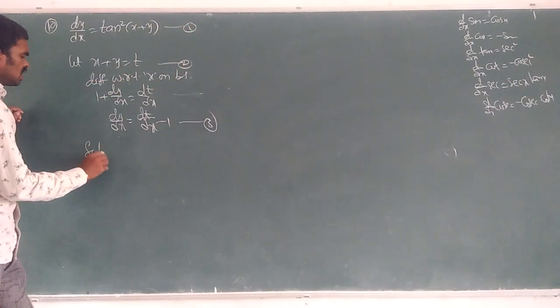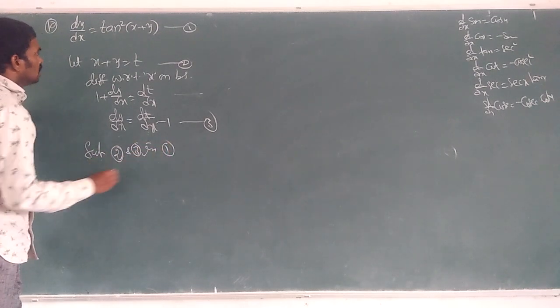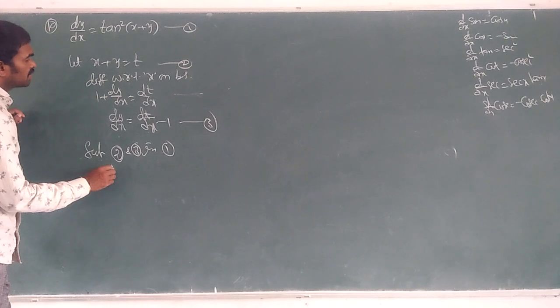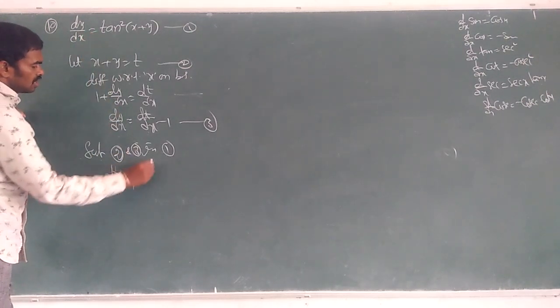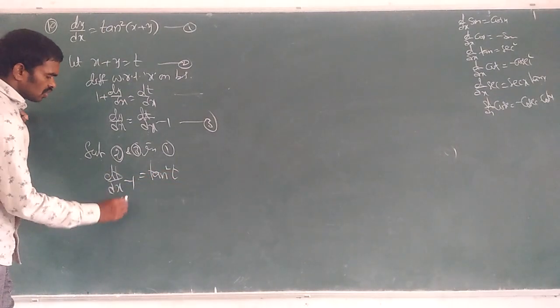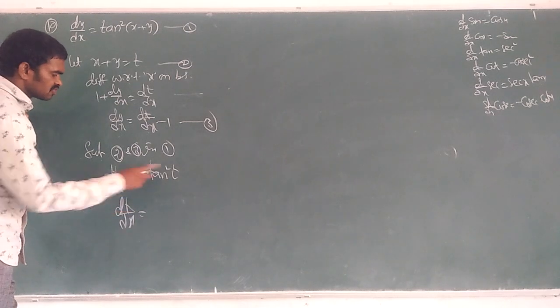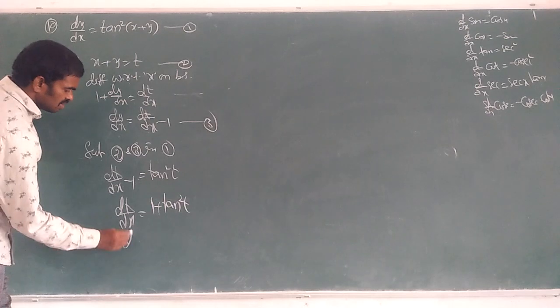Now immediately substitute equations 2 and 3 in 1. Then equation 1 becomes dt/dx - 1 = tan²(x + y), that is tan² t. Okay. So then dt/dx = 1 + tan² t. What is 1 + tan² t?